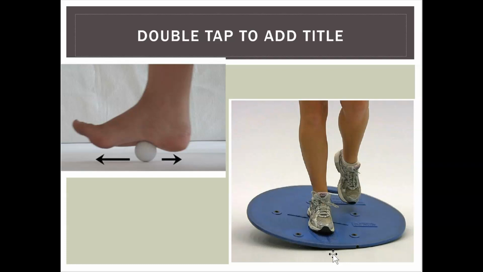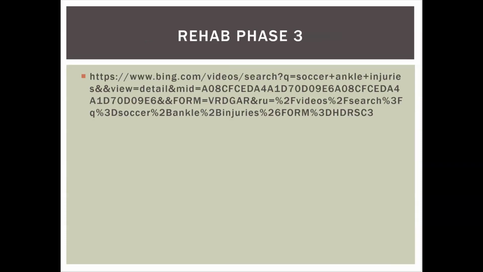The BAPS board, what they're doing is rotating either clockwise or counterclockwise, and there's a different size ball on the bottom. So the smaller the ball, the more the range of motion that we're working on. We can also have them do toe taps where they're moving their toe in an anterior and posterior motion, and then also a medial and lateral motion. Some other sports-specific things that we might get the athletes into, let me pull up this video, is more of a rehab phase.